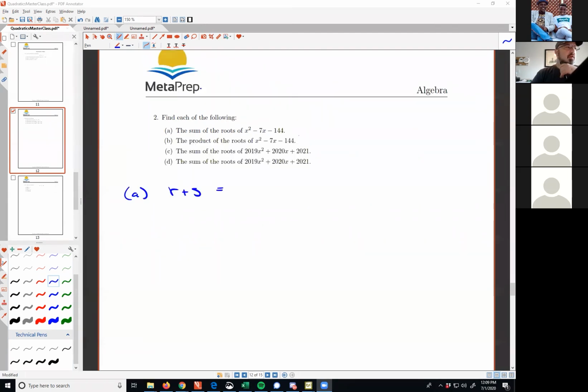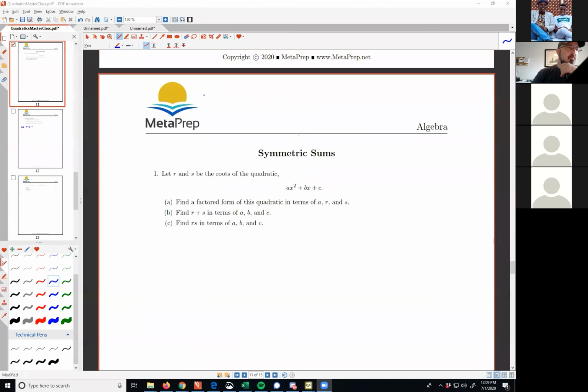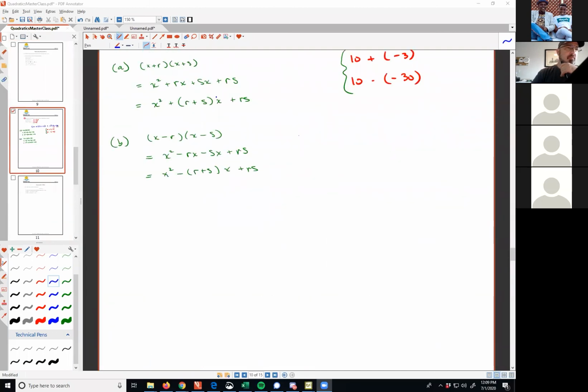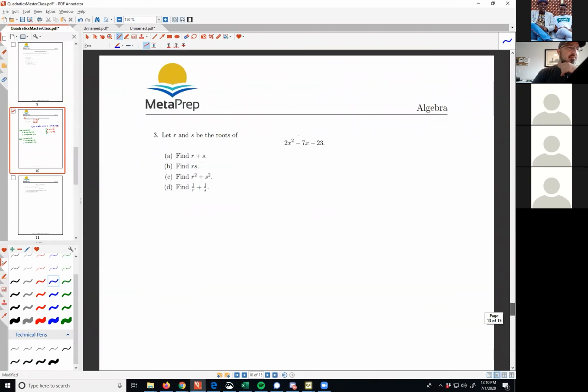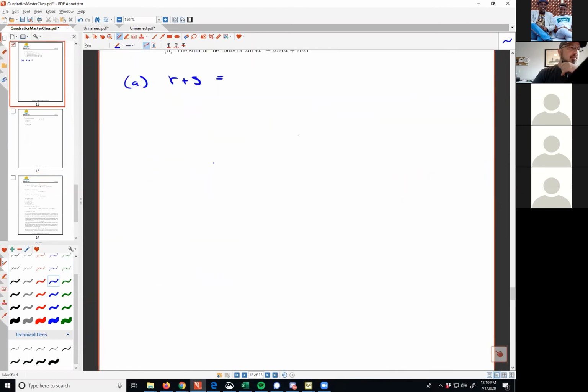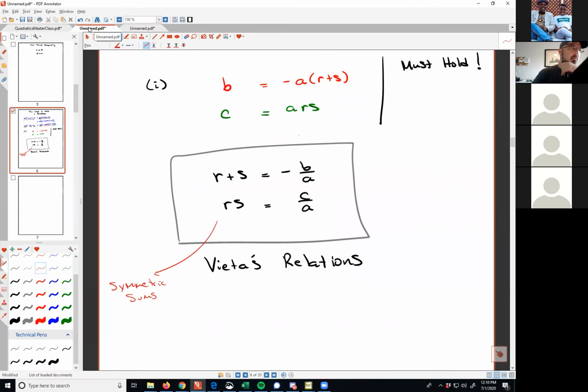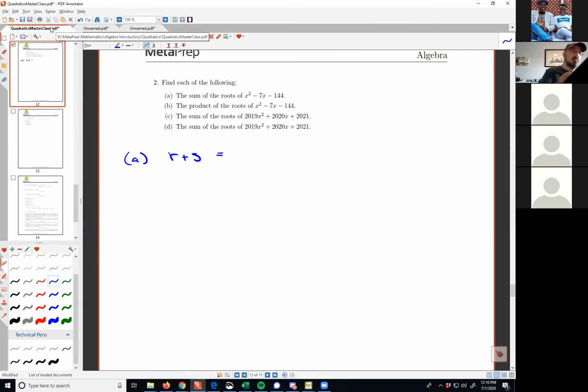So what is the formula that we just came up with before? Was it negative b over a? Negative b over a. Okay. So then that's 7 over 1, which is 7. Good. And we didn't even need to find the roots. Turns out the roots are 16 and -9, but we didn't really need to find them, which is nice.